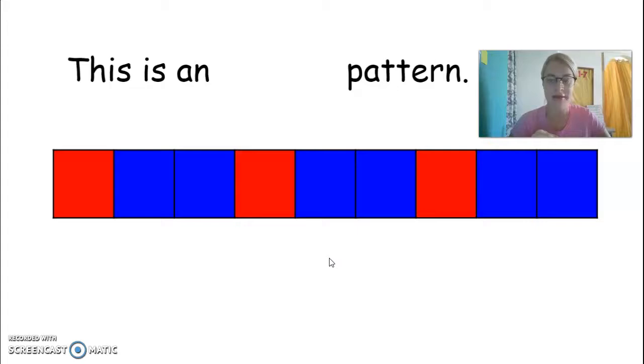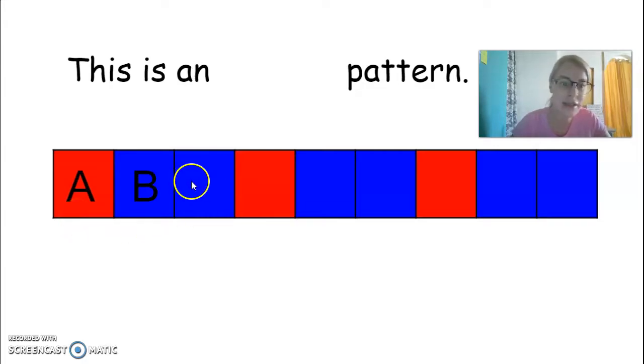Here's a new pattern. It's a little bit different, but we're still just using colors to keep it simple. So what's the first one always going to be? A. Very good. Second one, is it the same as A? No, that means it's B. Third one, is it the same as A? No. Is it the same as B? Yes. So we have another B. Now, the whole thing hasn't repeated yet, so we don't know for sure if this is our pattern, A, B, B. We have to see it repeat all the way through once first.